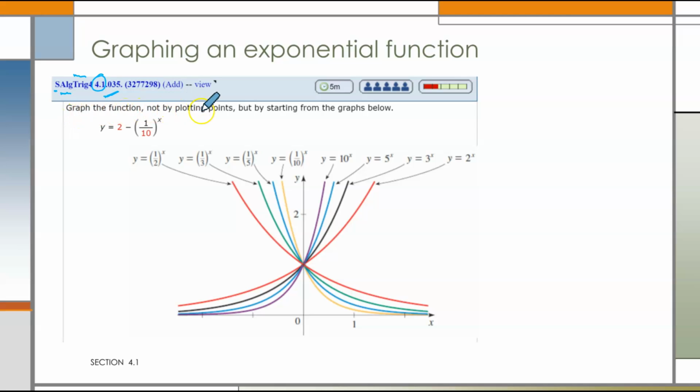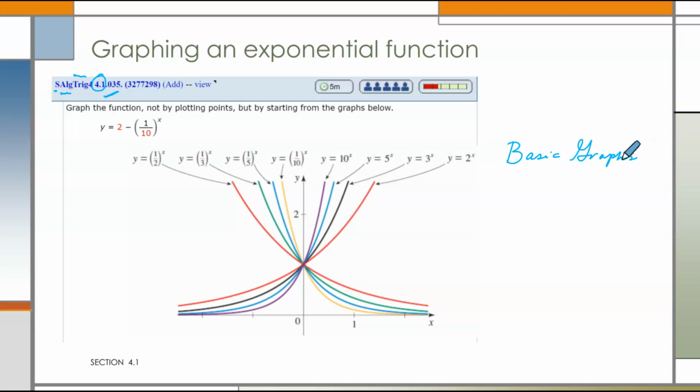Graph the function not by plotting points, same exact wording. Graph the function not by plotting points, but starting from a basic graph. So they're giving you the basic graphs. 1/2 to the X, 1/3 to the X, 1/5 to the X, etc., all the way to 2 to the X. So here, they're just giving us all at once pictures of a basic graph.